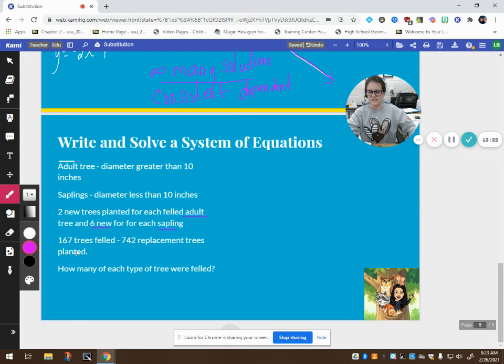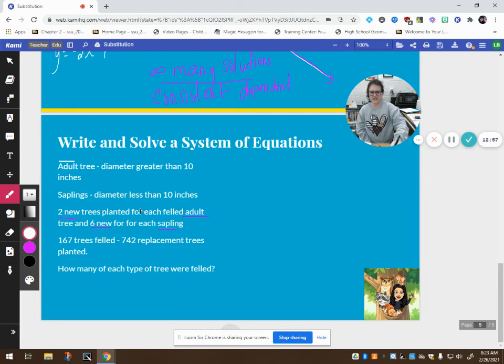So what that means is that every tree they cut down, they have to measure it. If the diameter is greater than 10 inches, then they've got to plant 2 new trees to replace it. If the diameter is less than 10 inches, then they have to plant 6 new trees to replace it. So at this certain building site, 167 trees were cut down, and there were 742 replacement trees planted. Blah, blah, blah. It's a tongue twister. How many of each type of tree were felled?